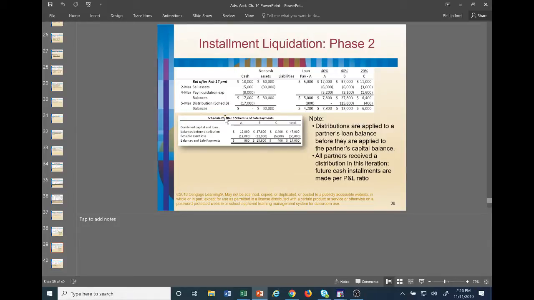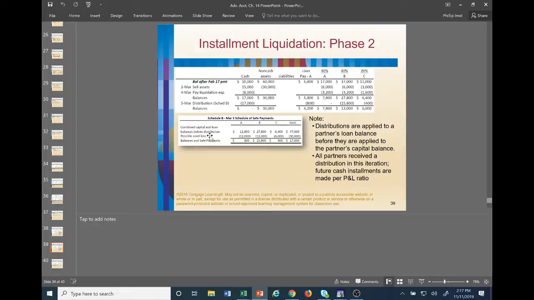So let's take a look at Schedule B. How did we come up with this $17,000 amount right here? So once again, we have the combined capital and loan balances before the distribution of $12,800, because we have the $7,800 plus the $5,000 for A, making $12,800, $27,800 for B, $6,400 for C, totaling $47,000 of combined capital and loan balances before distribution. Remember, we do not count any of these non-cash assets. We look at them as being worthless for terms of making these minimum safe payments.